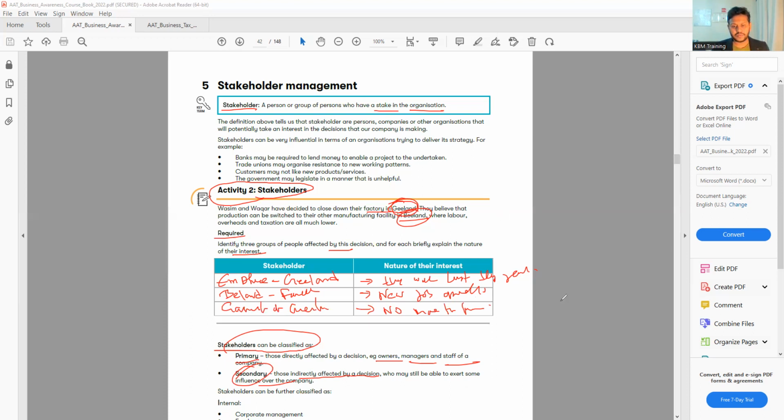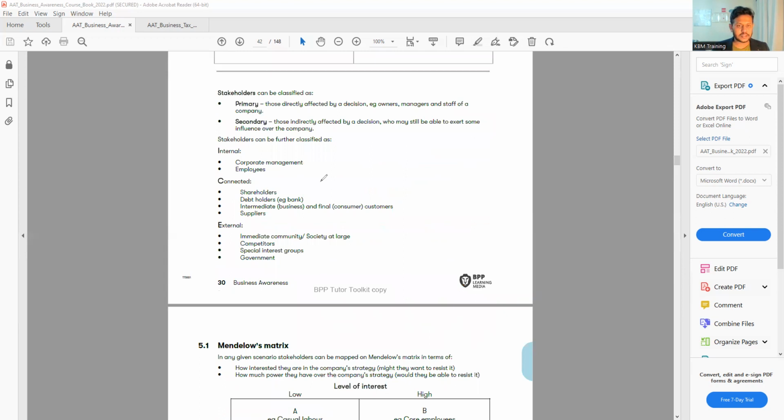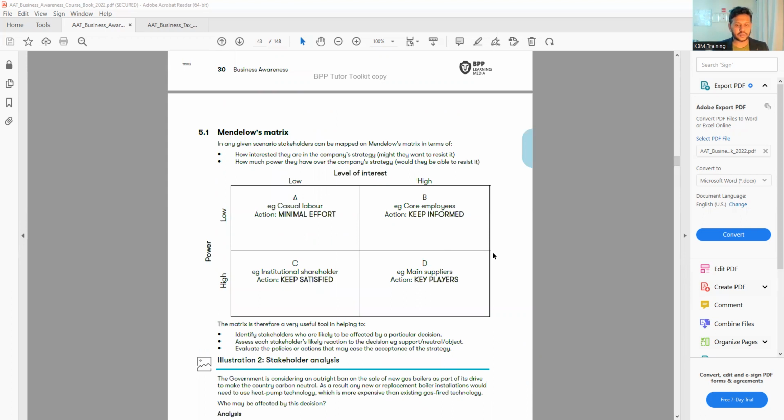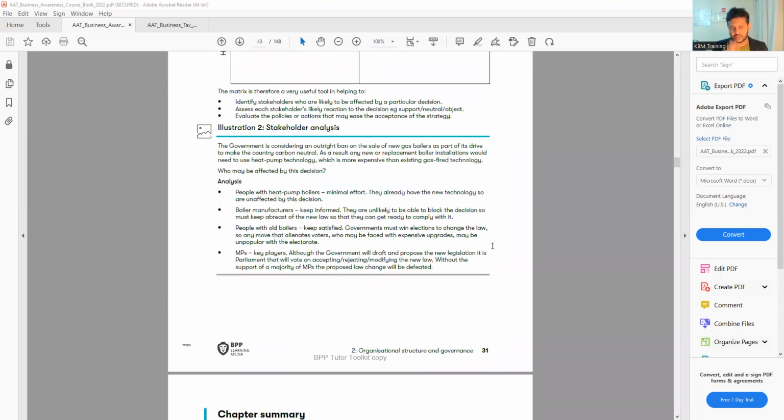All right, let's move to our next one. What else do we have? You can see here we have some stakeholders: internal, that is corporate management and employees; connected stakeholders, shareholder, bank, supplier; and external stakeholders, the competitor and government. So you can read this. It will obviously give you more idea about this, but you need to know the main basic thing that will help us understand more.